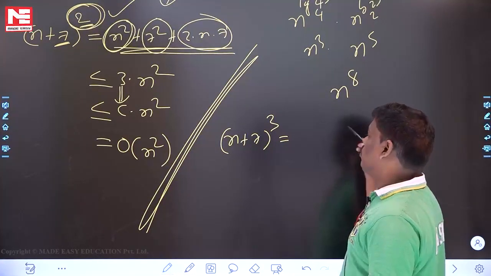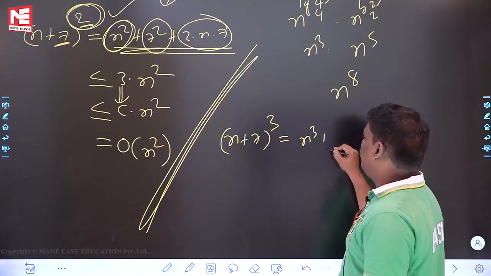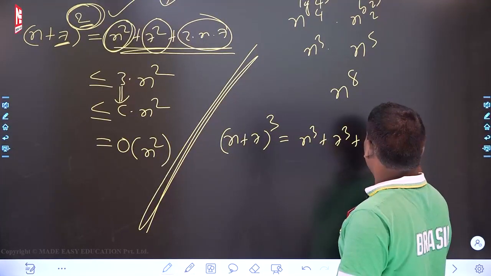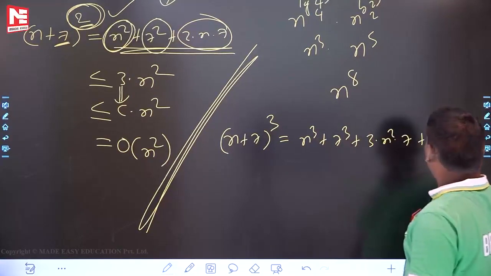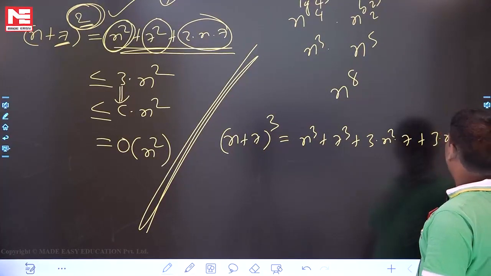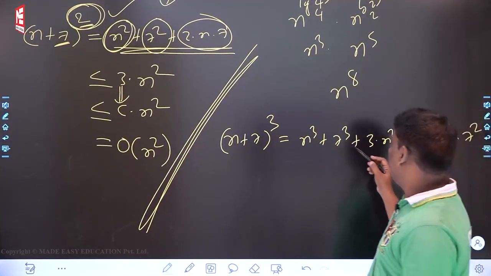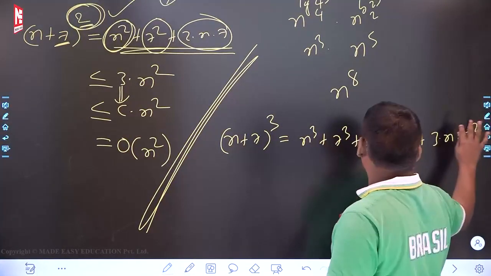(a plus b) whole cube: a cube, b cube. Next one, 3a square b, 3n square 7. Next one, 3a b square, 7 square, like that. How many terms are there? 4 terms, right? So in the whole cube, 4 terms are there, it's okay.